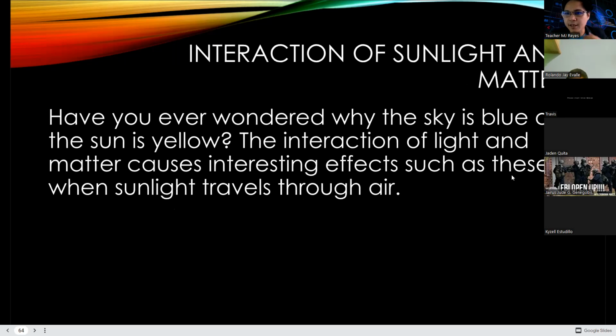Interaction of sunlight and matter. So how could this have an effect in an environment and at the same time in us? Have you ever wondered why the sky is blue? What do you think? Why do you think the sky is blue? Or the sun is yellow? The interaction of light and matter causes interesting effects, such as these, as sunlight travels through the air. Okay, let's take a look at why.